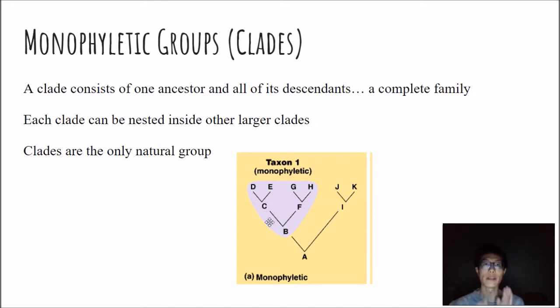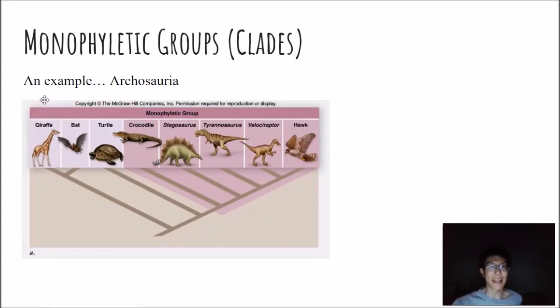So what you circle and what you choose to separate from everything else determines whether something is a clade or not. And obviously a clade can be anything with a common ancestor and all of its descendants. It can be a big clade, it can be a small clade, it doesn't matter. This is the first group that you're most likely going to encounter, the monophyletic group or the monophyly, aka the clade. An example of this is actually Archosauria, which is shown over here.